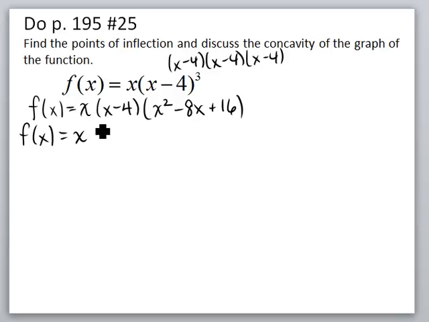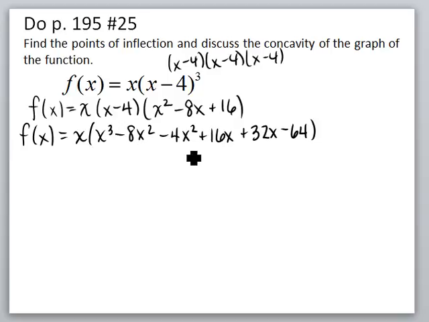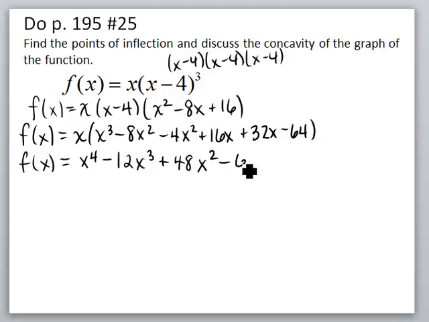So I'll end up getting x cubed minus 8x squared minus 4x squared plus 16x plus 32x minus 64. Now I didn't go in order on those. I went in an order so I would have them next to each other so I could add like terms. So my function then would be x to the fourth, and I add like terms while I distribute this negative through. So I get negative 12x cubed plus 48x to the second minus 64x.